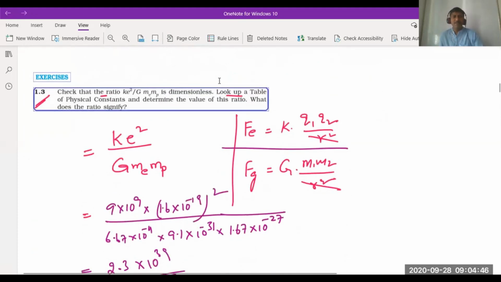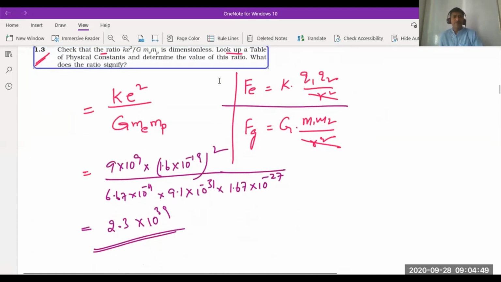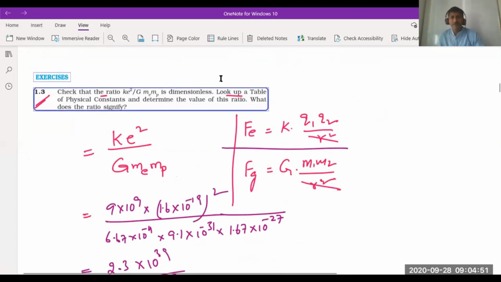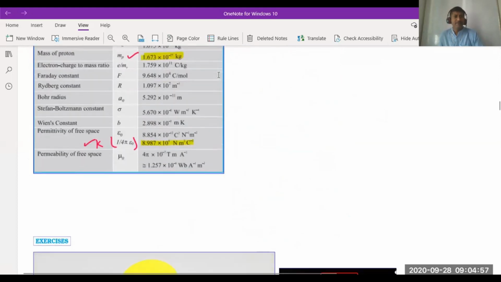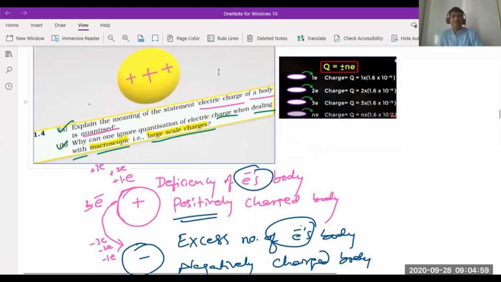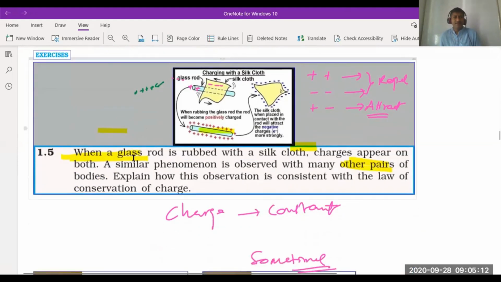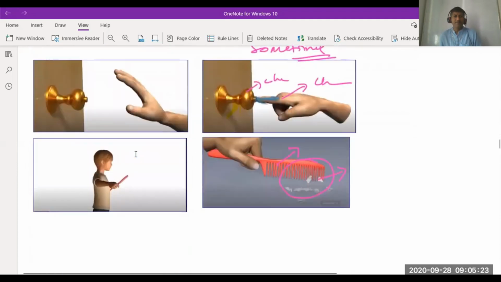And next, some constants are given and it asks for the ratio value. Even though we are not looking into the table, we have to remember these constants, being science students. Thereafter, coming to the fourth question, a very conceptual question based on quantization of charge. It is given Q equals plus or minus Ne. Next, the last one for today's class, an example related to conservation of energy is given and it asks for the explanation.